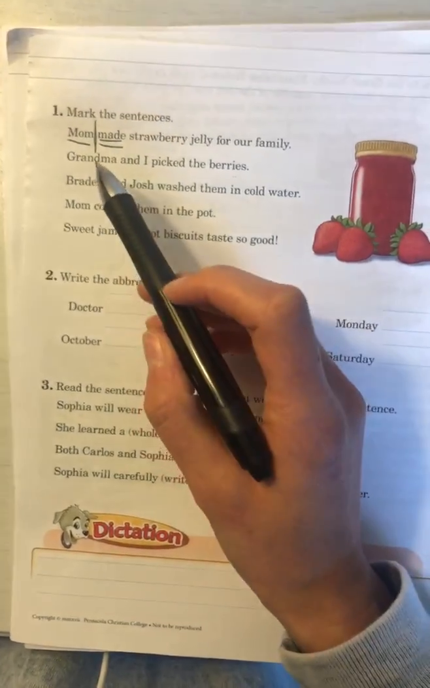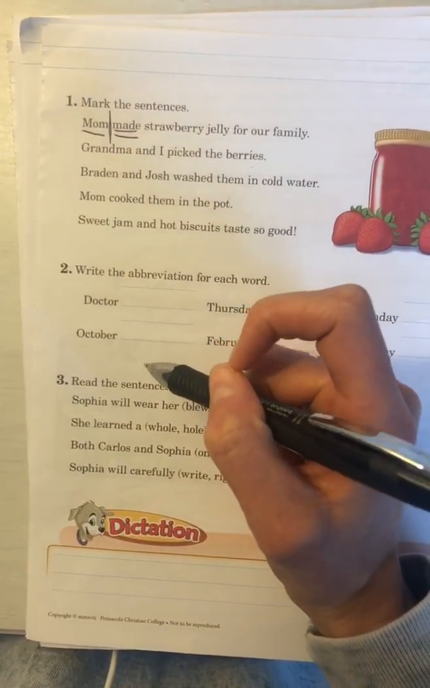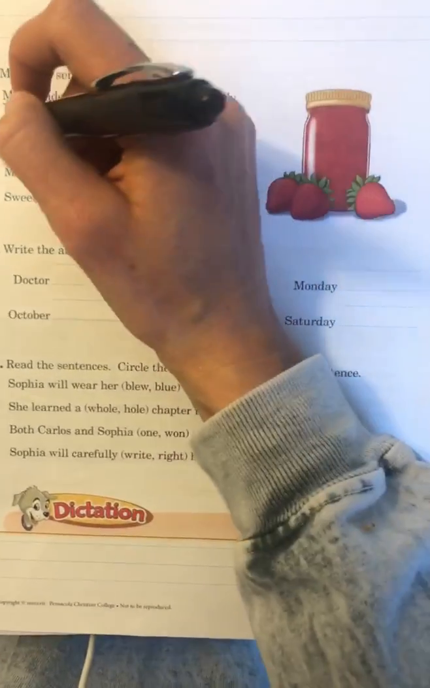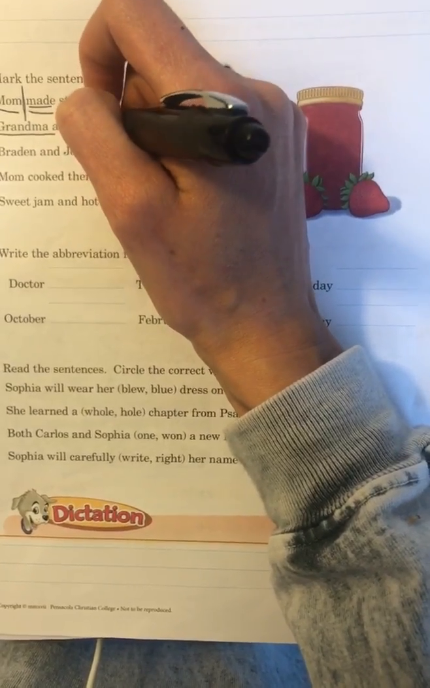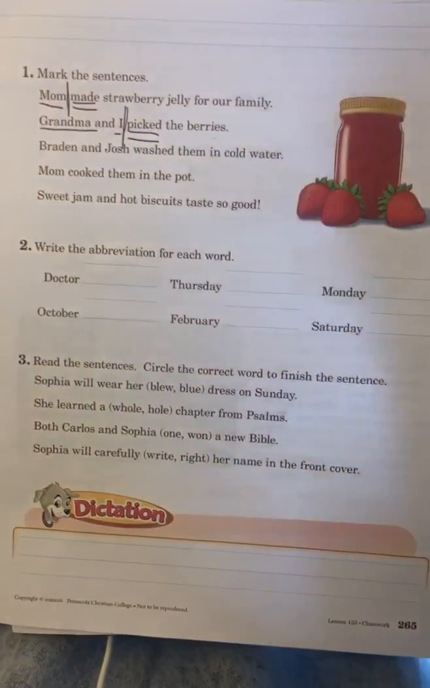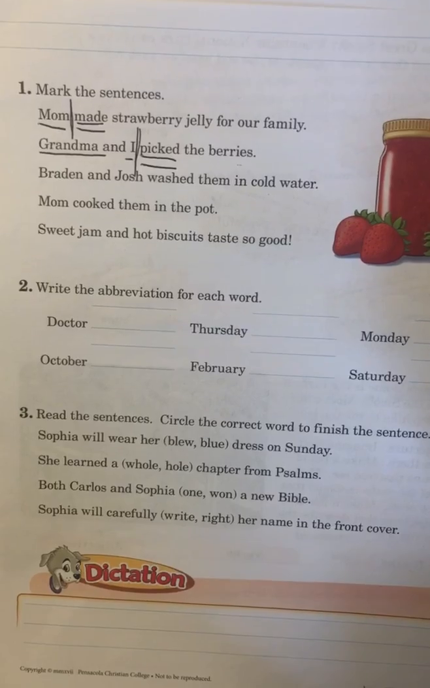Okay, the next one says, Grandma and I picked the berries. Who are the subjects in this sentence? There's 2. It's Grandma and I. Here's your up and down line. And what did we do? We picked the berries. Braden and Josh washed them in the cold water.